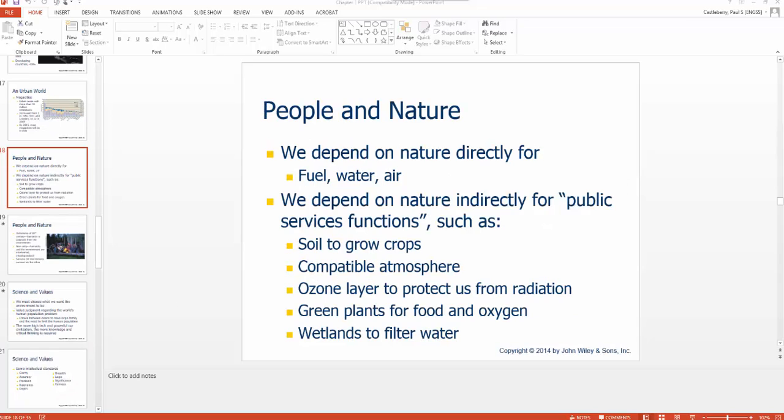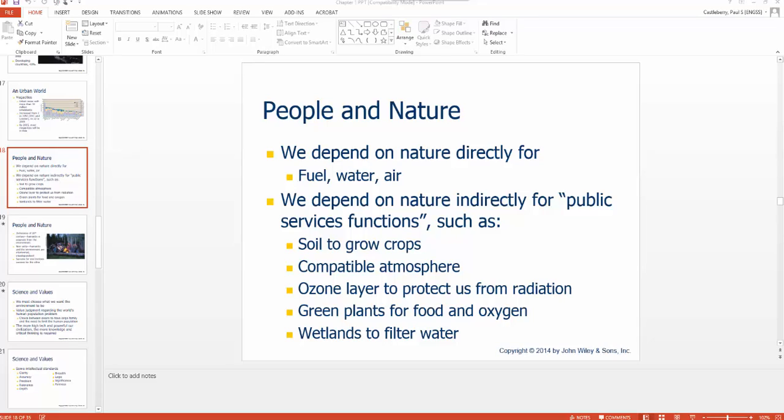Now let's spend a moment to talk about people and nature. If we look at this particular area, think about it like this. People and nature are actually intertwined. There were thoughts back in the 50s and the 60s and the 70s that people and nature operated somewhat mutually exclusive to each other.